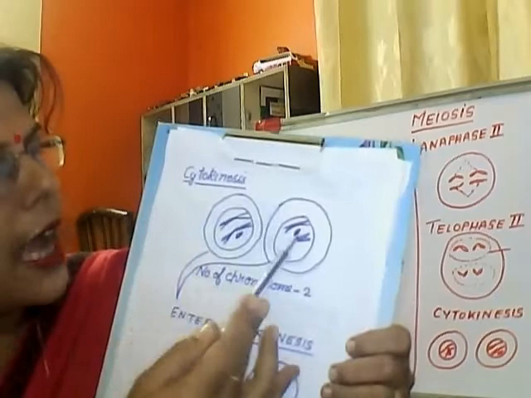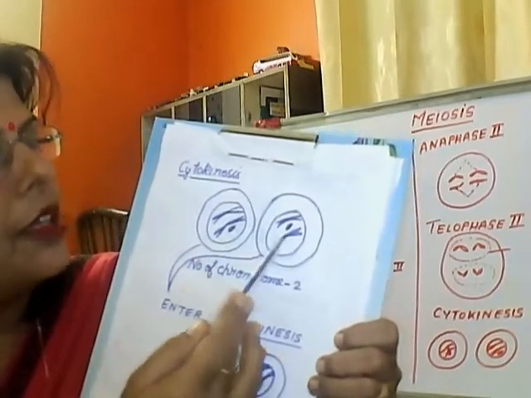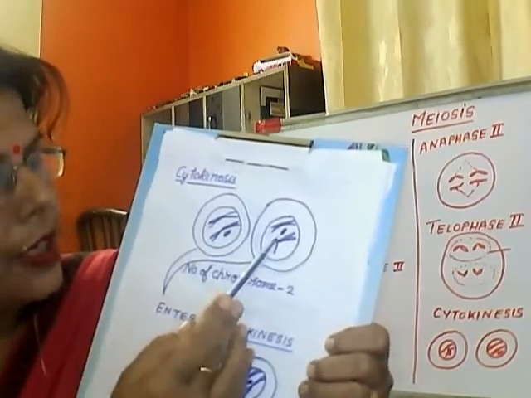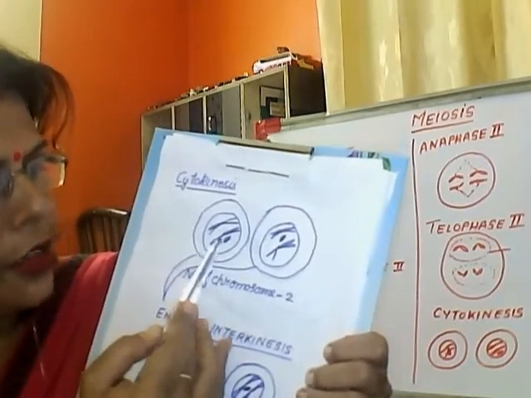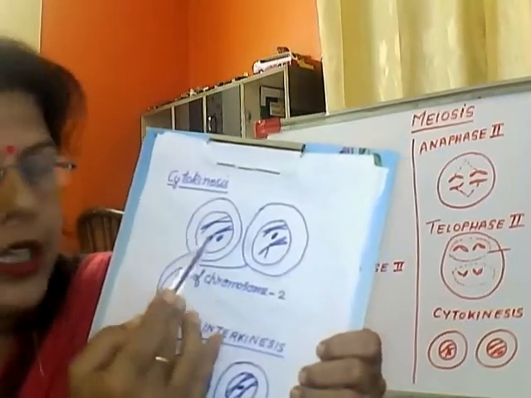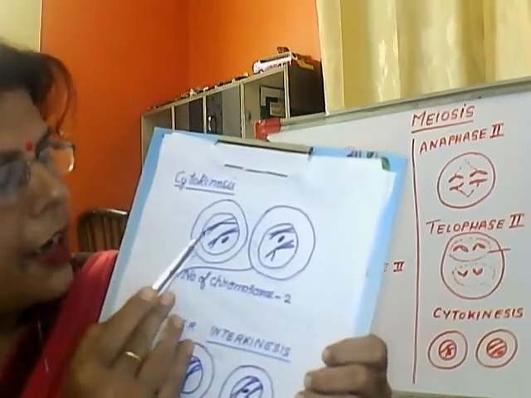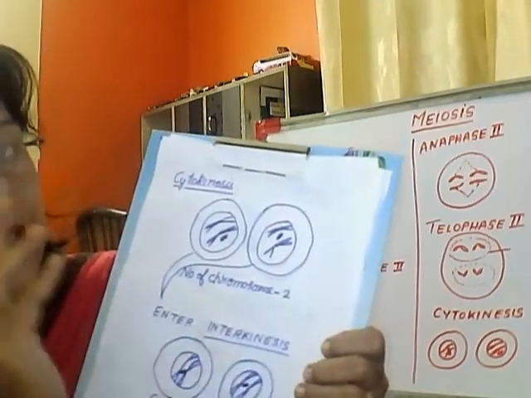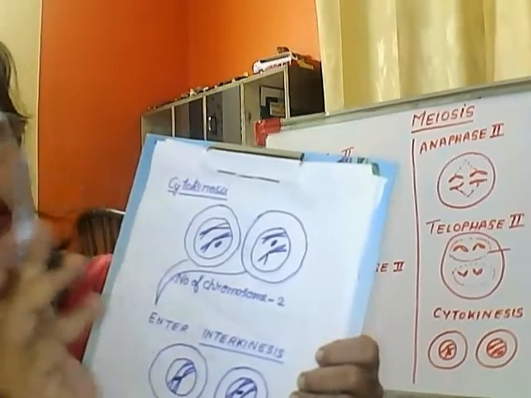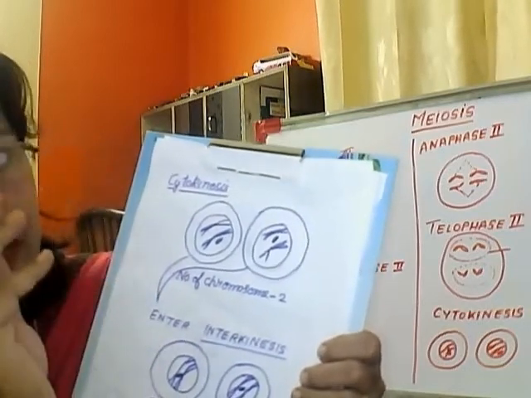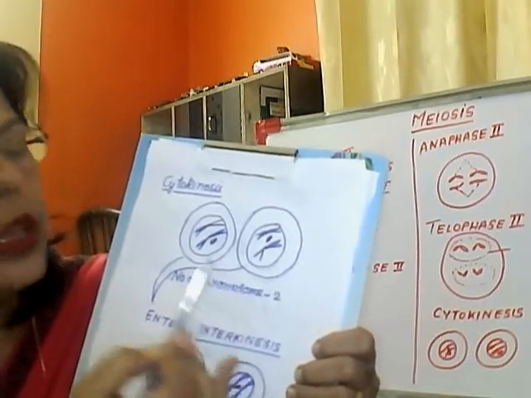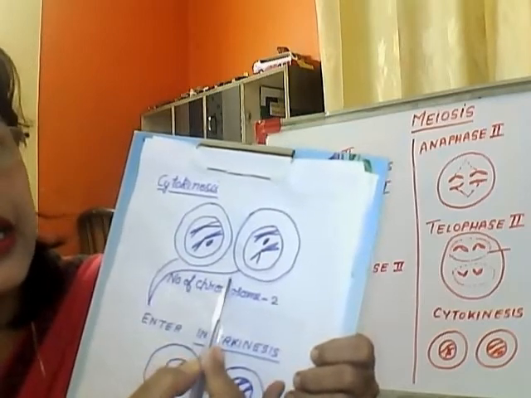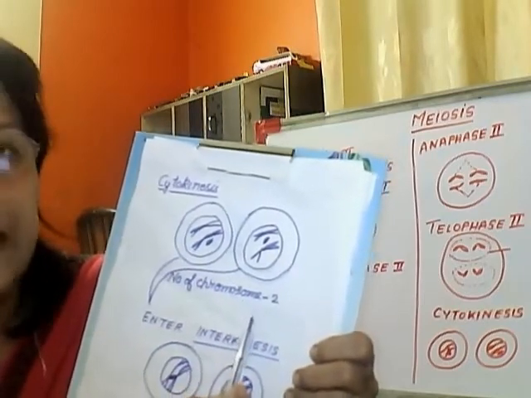So once the cytokinesis is completed, that means they have completed the first meiosis division. But here you just see, at the end of cytokinesis, no doubt 2 cells are formed, just like in mitosis. But here, each cell has 2 chromosomes, but the parent cell had 4 chromosomes. So that 4 has been reduced to 2. That means the reduction division has taken place. So now I think it's clear how the reduction division takes place.